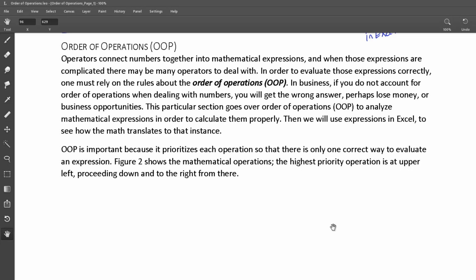Then we're going to talk about how those order of operations translate into Excel, because that's where most of your calculations are going to take place. That or a calculator, which works much the same way. So order of operations is important because it prioritizes each operation so that there is only one correct way to evaluate the expression.